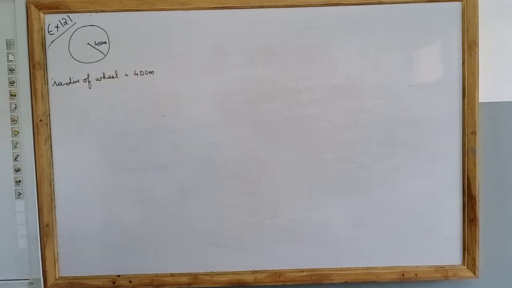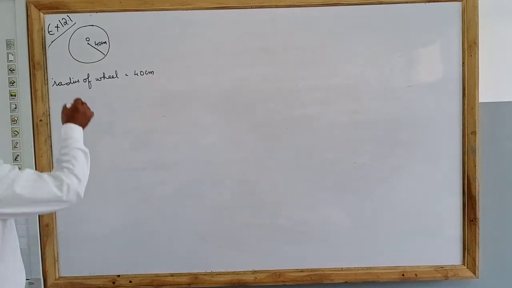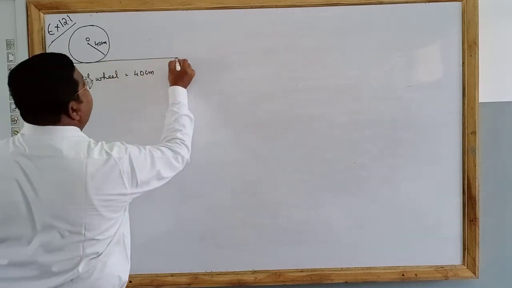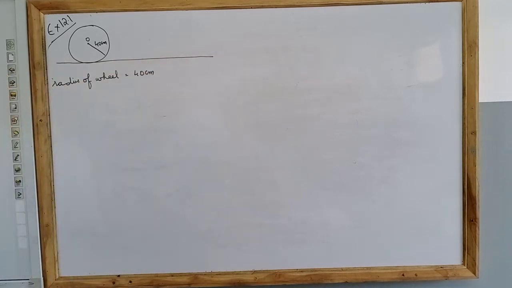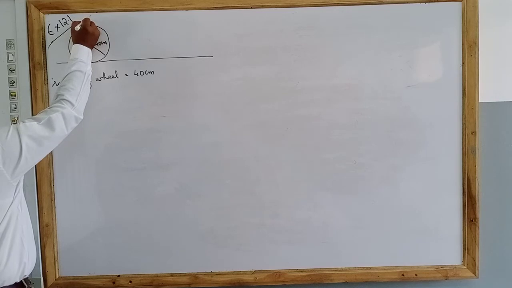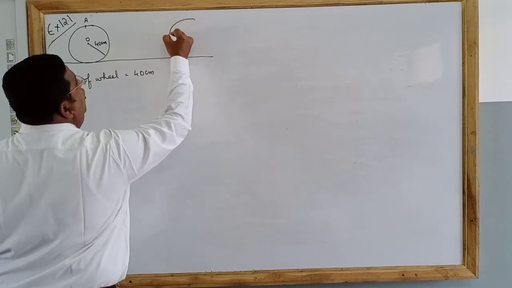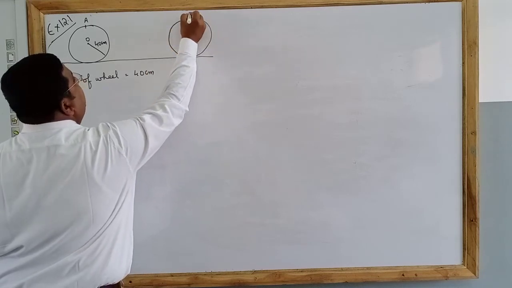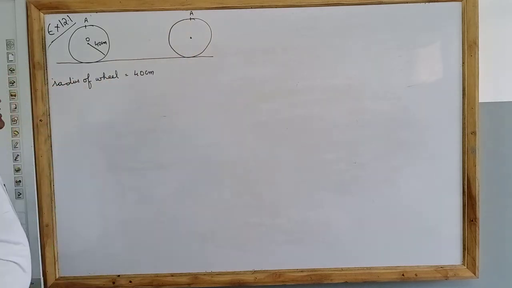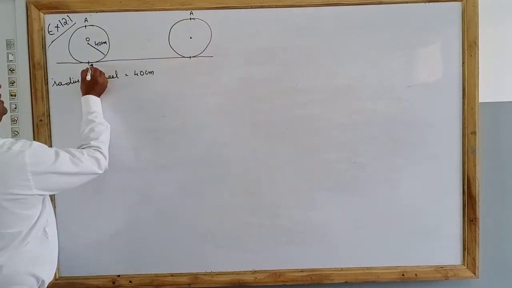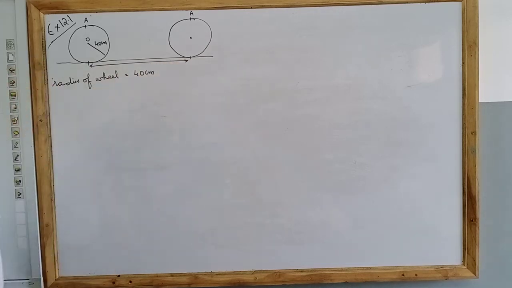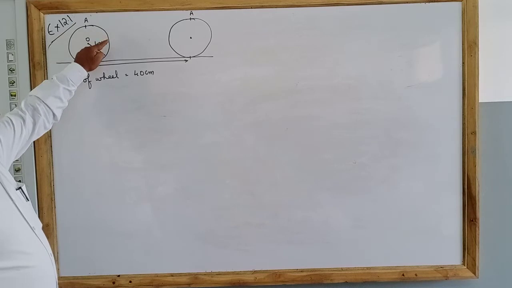Now, if this wheel is going to rotate, it is going to cover a certain amount of distance on the road. This is the road. With this wheel, if this is the starting point A of the wheel, when it starts rotating, it reaches again at this point with mark A on top. Agree? So this is the distance covered by the wheel in one rotation. Now what is this distance? This distance is the circumference of the wheel.